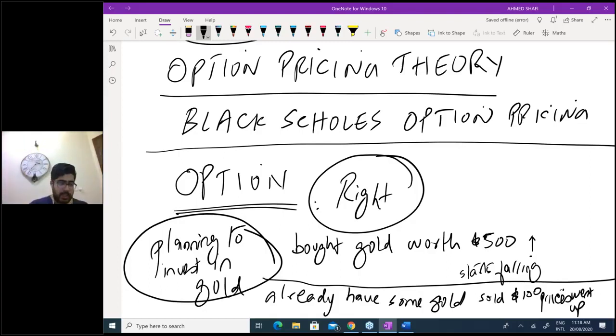Again, I'm repeating. Let's suppose you plan to invest in gold. So you bought gold worth $500, expecting that prices will increase. Suddenly the prices start falling. You can't do anything. You will have to bear that loss. Similarly, you sold gold for $100. When you sold, the prices suddenly went up, and you're worried. Oh my God, what did I do?